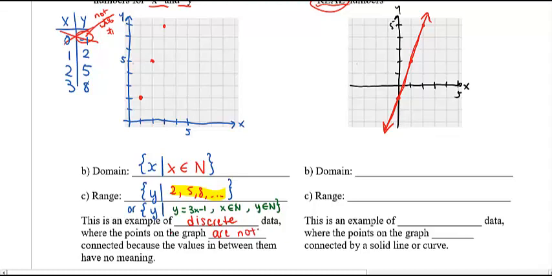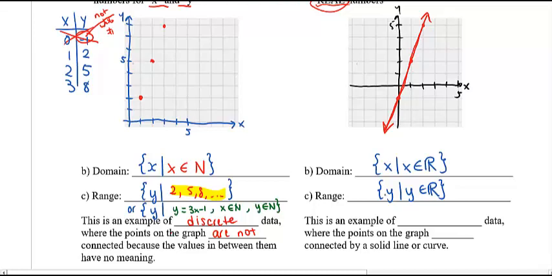because the values in between them have no meaning. Okay? I can't have 2.5. I can't have 2.35. All right? Now, for the one on the right here, the domain, yes, that is just all real numbers. And if you want the formal way of doing it, then x is like that. And the range, yes, also includes real numbers. So I'll use this R to represent real numbers. And there you have it.